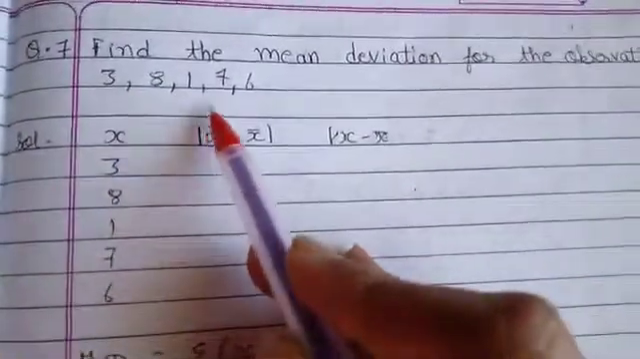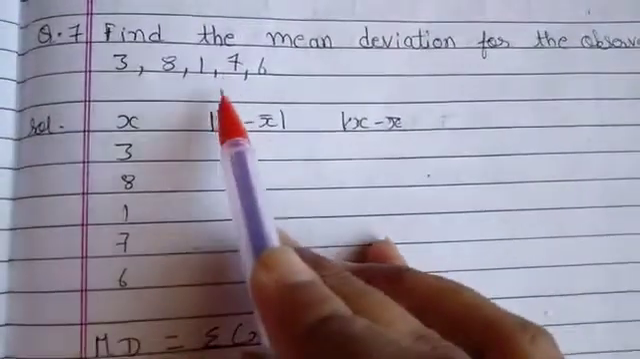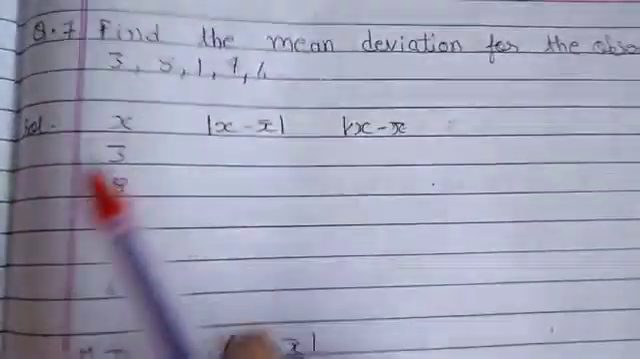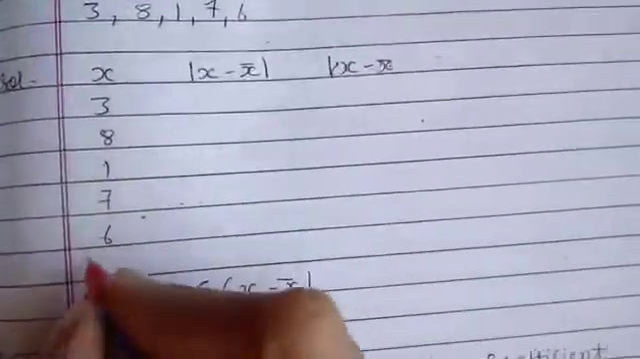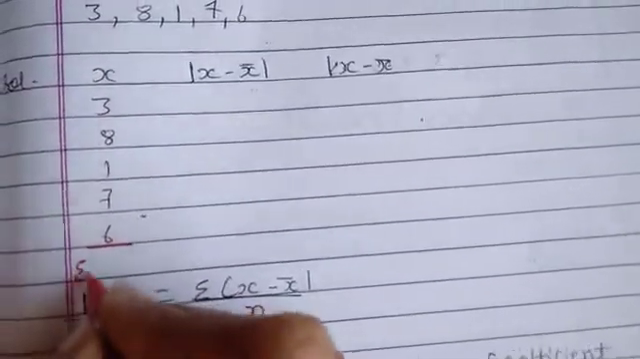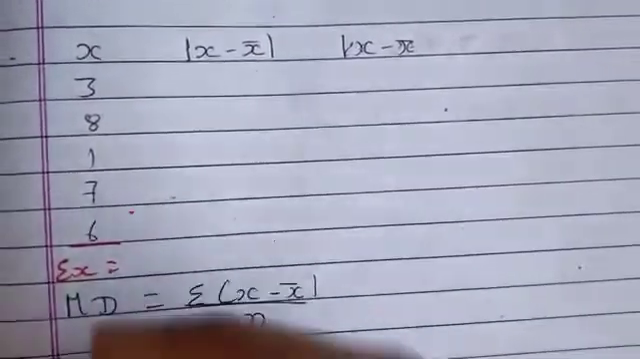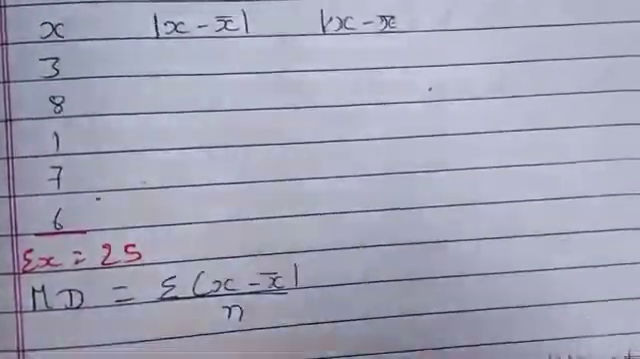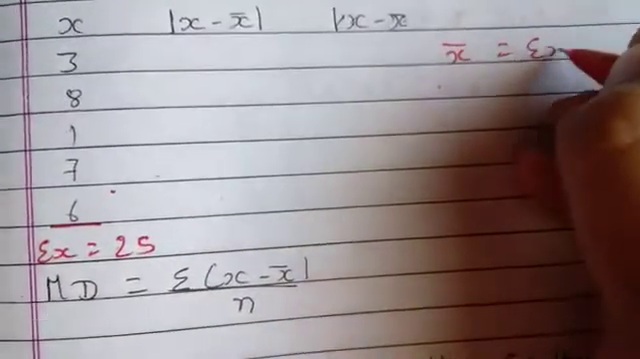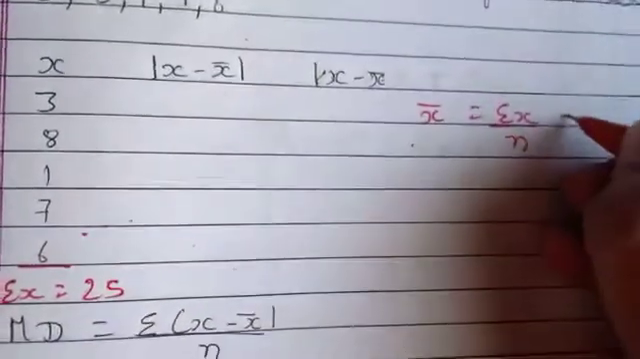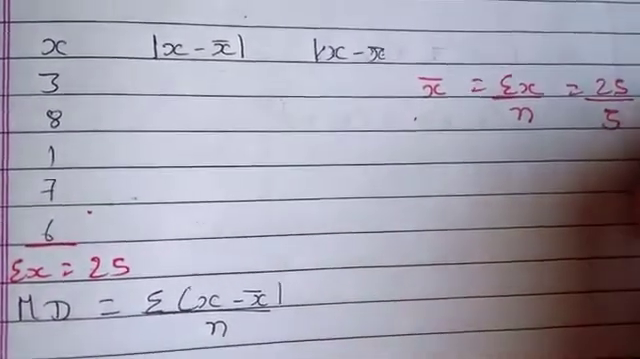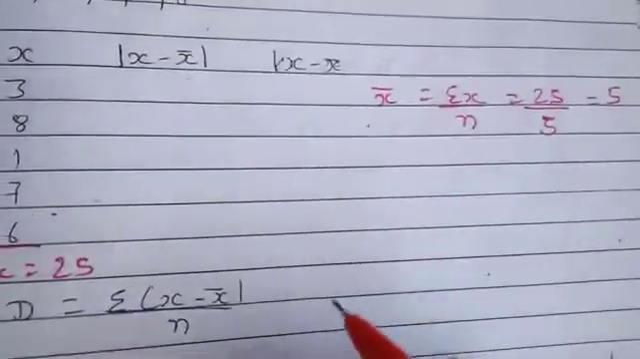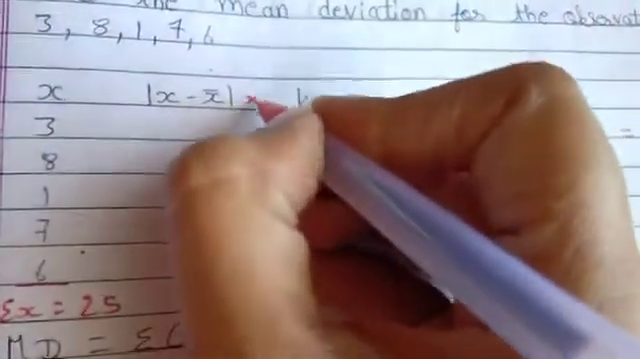Question number 7. Find the mean deviation for the observations 3, 8, 1, 7 and 6. Now the observations are given to us and we have to find its mean deviation. So first of all, we'll find out sigma x, that is total of all these observations, which is equal to 25. Now I'll find out x bar. So x bar is equal to sigma x upon n. Sigma x is 25 and n, its number of observations, is 5. So that is equal to 5. Now our x bar is 5.